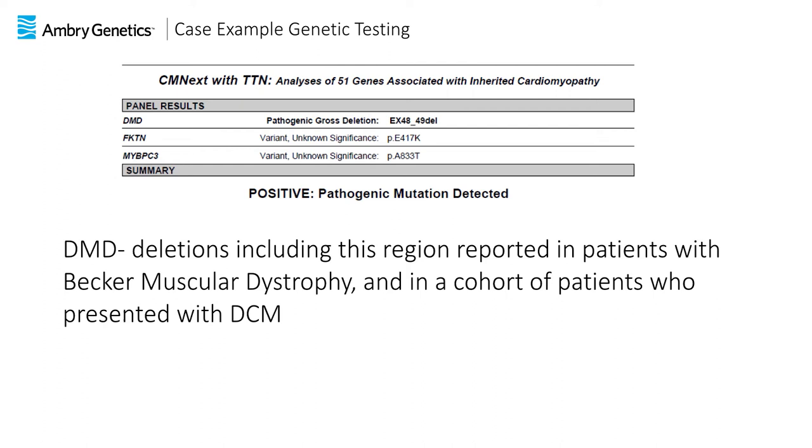Primarily because other deletions in the DMD gene, including this region, had been reported previously in patients with Becker muscular dystrophy, as well as in a cohort of patients who presented with isolated dilated cardiomyopathy.